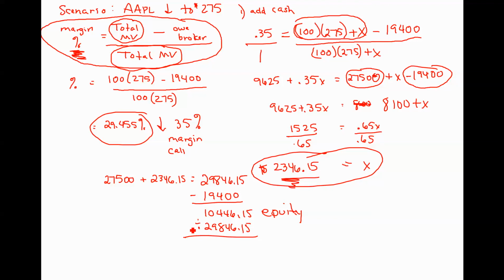I'm just double checking to make sure everything worked out. Essentially, that gives me exactly 35%, which is what I knew I was trying to accomplish. The answer to the question, though, of how much cash do I have to add to my account to reach maintenance is this 2,346.15.